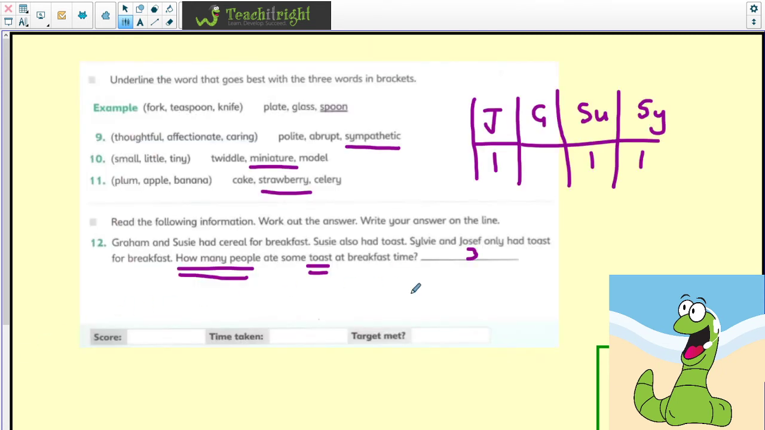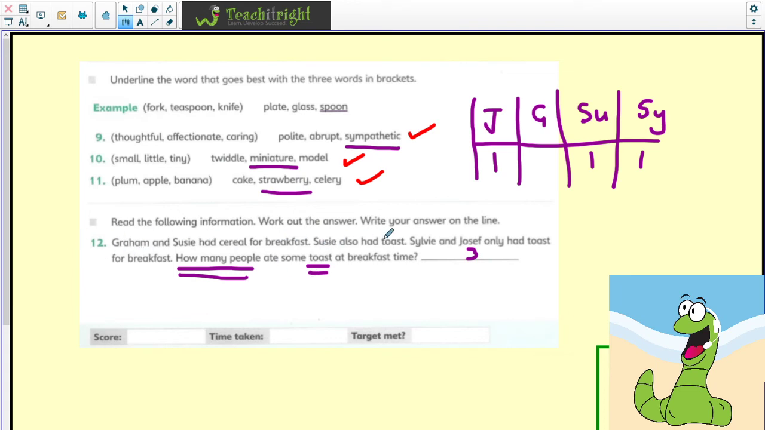And then we've got to underline the word that goes best with the 3 words in the brackets. We have done these before as well. Thoughtful, affectionate and caring. You're kind of sympathetic with them. Small, little and tiny. Miniature. So all synonyms for the word small. Plum, apple and banana. Strawberry. They're all obviously fruits. And then cake and celery. So again, just going through each of the options.